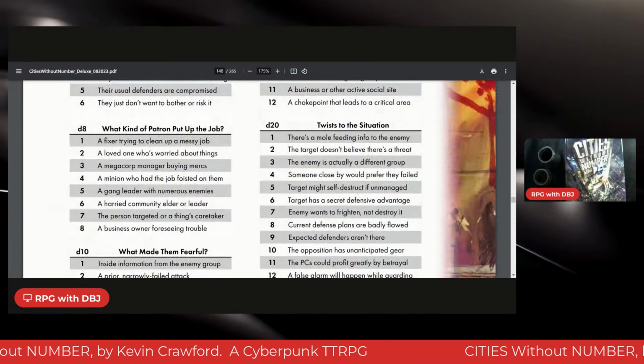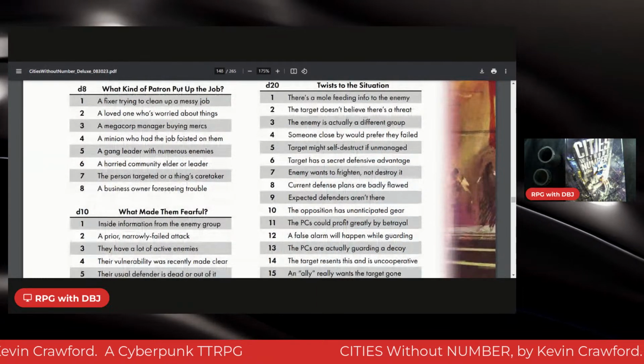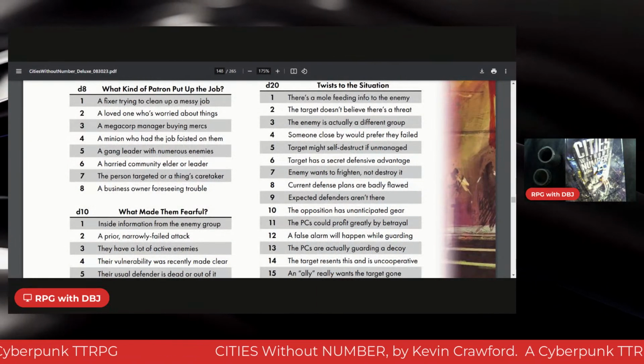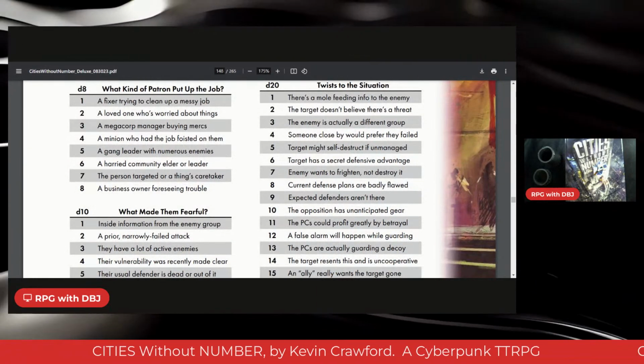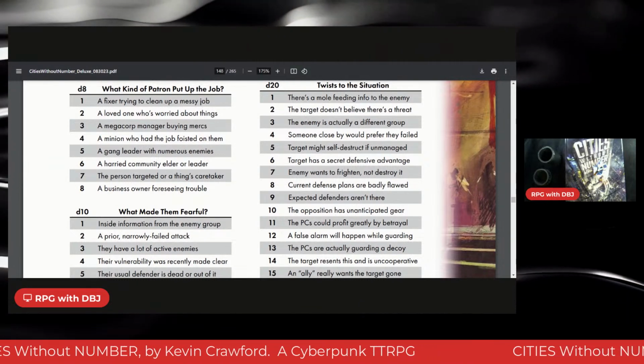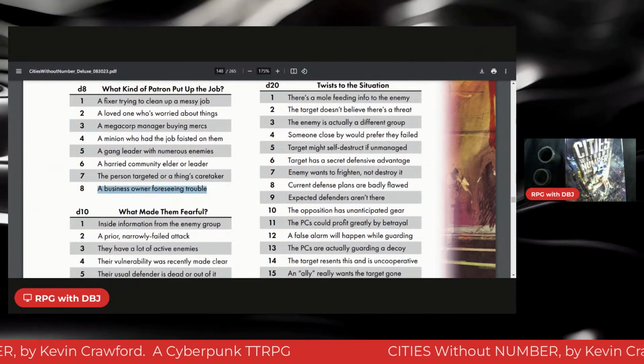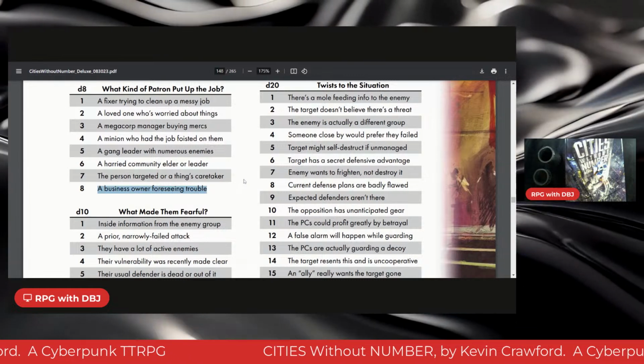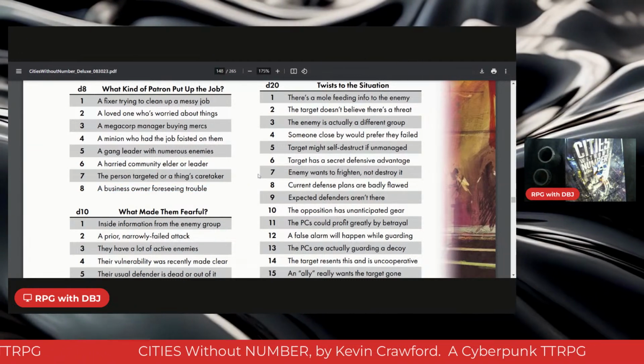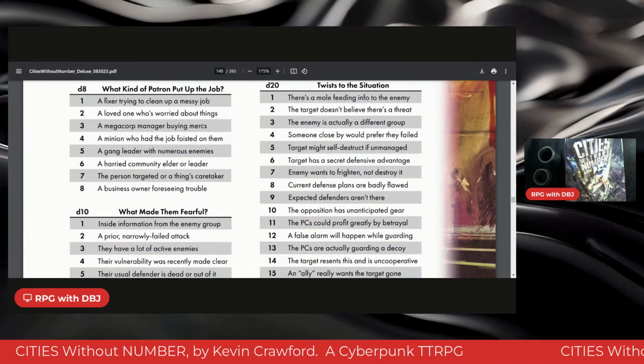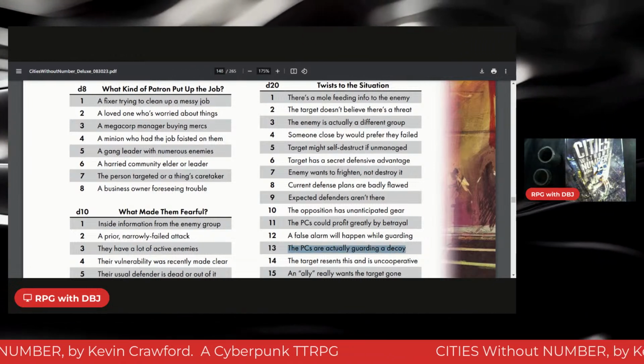And what are some other knick-knack things we can throw into here? What kind of patron put up the job? Where's my D8? A number 8. A business owner foreseeing trouble. Okay. A twist to the situation. Where's a twist? Number 13. The PCs are actually guarding a decoy. That's kind of cool.